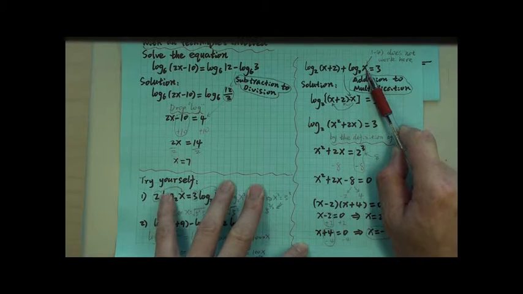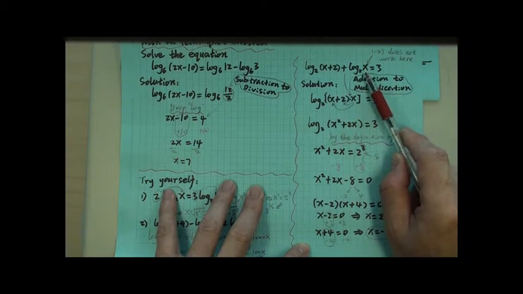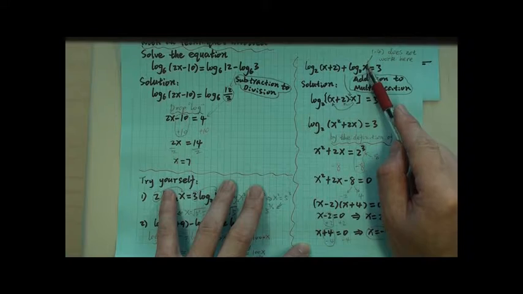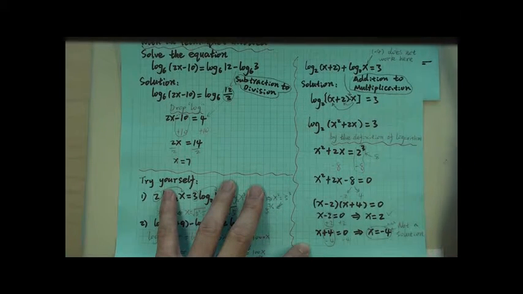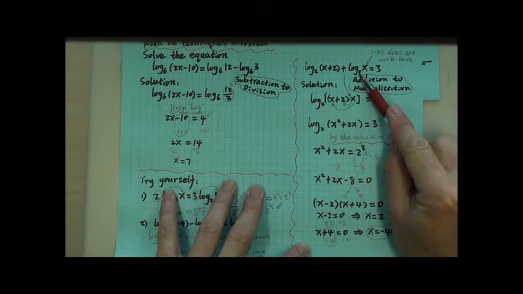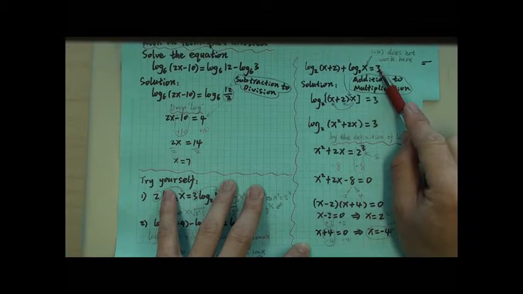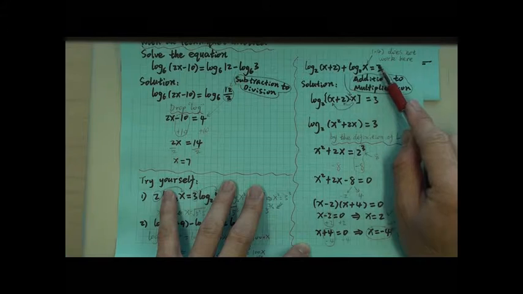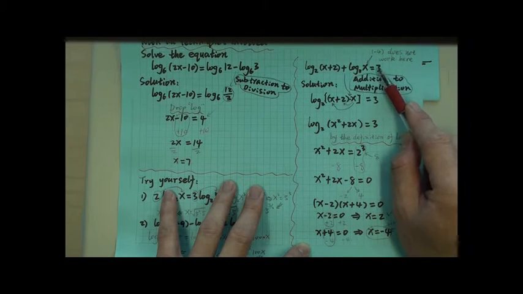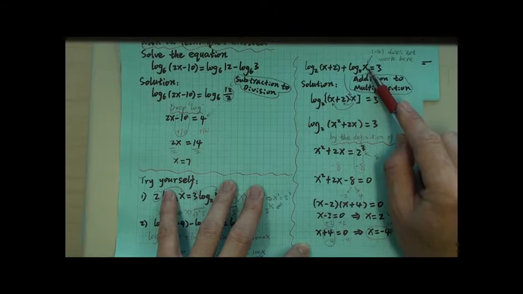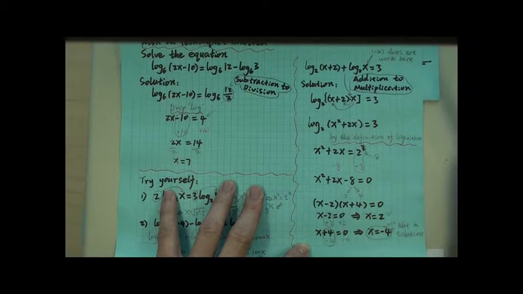Okay? Remember, behind log, it has to be a positive number. The reason is what? The base 2 to the exponent, it doesn't matter whether the exponent is positive or negative. 2 to the positive, negative, or 0, you always end up with a positive number. That's why x here has to be positive.